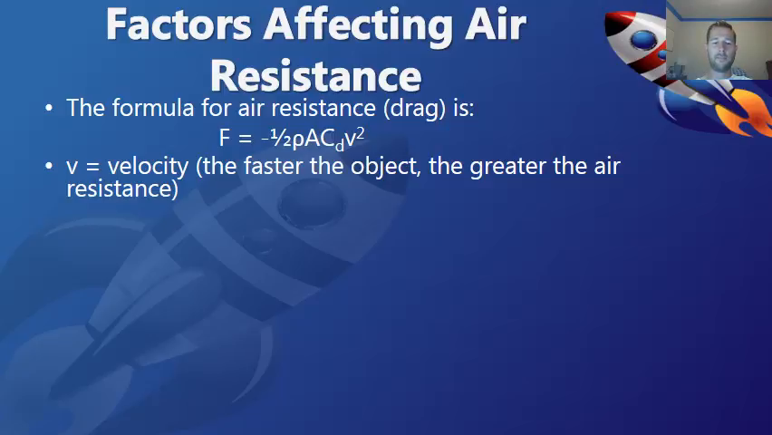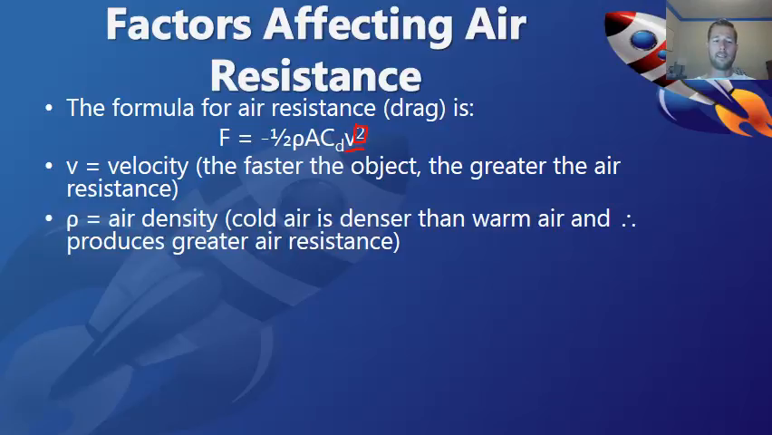So velocity is one of the variables, and it affects the air resistance. So the faster the object, the greater the resistance. And what we can notice is that the velocity is squared, and this means it's the most important factor in determining the magnitude of air resistance.